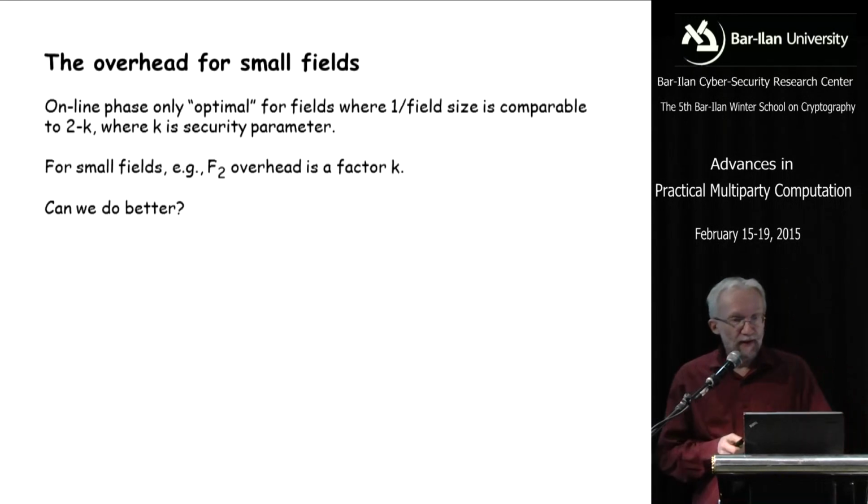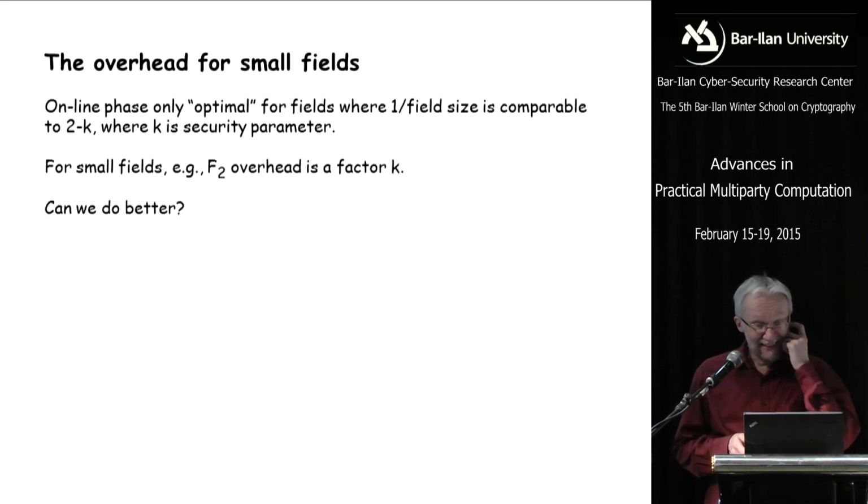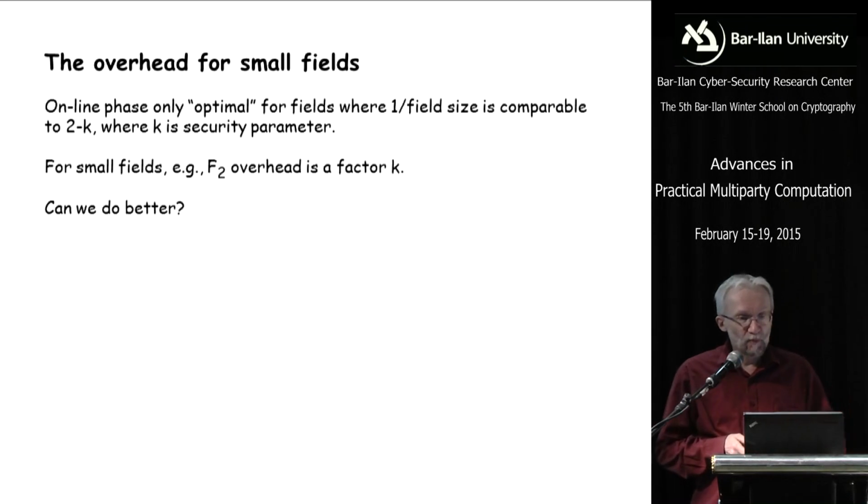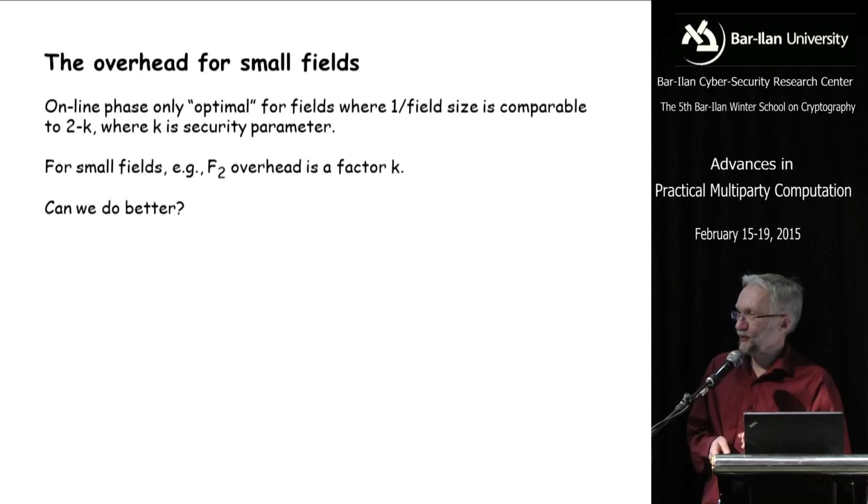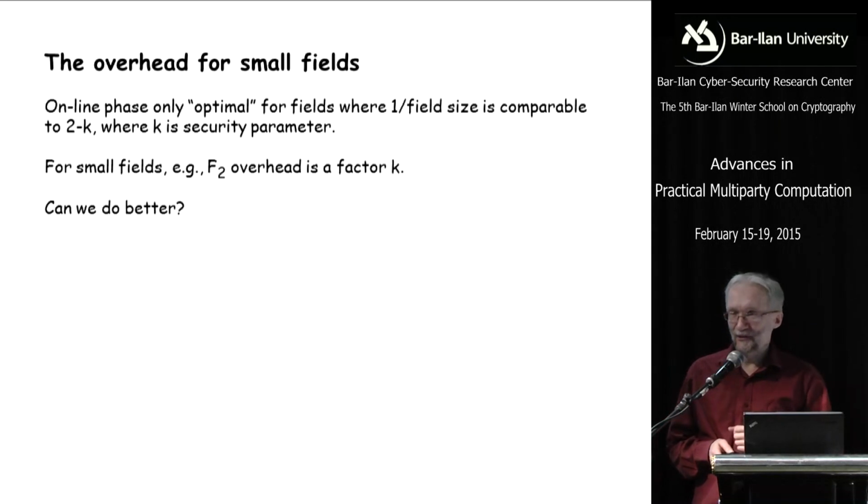Okay. So now for something else. If you look at all these protocols, the online protocol I've shown you basically has this 1 over field size error probability. So there's a typo. It's fine. The online phase I showed you is optimal for fields where 1 over field size is comparable not to 2 minus k, but 2 to the minus k, where k is a security parameter.